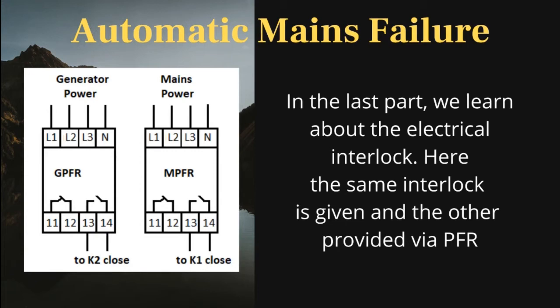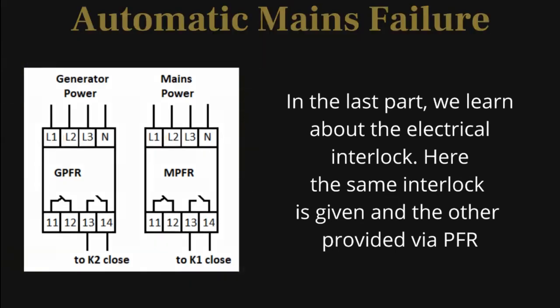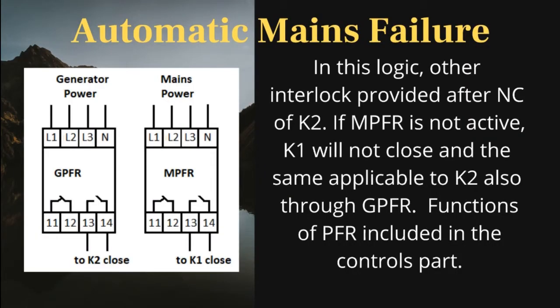Last part, we learn about the electrical interlock. Here the same interlock is given and the other provided via PFR. In this logic, the other interlock is provided after NC of K2. If MPFR is not active, K1 will not close, and the same applies to K2 also through GPFR. Functions of PFR are included in the controls part.